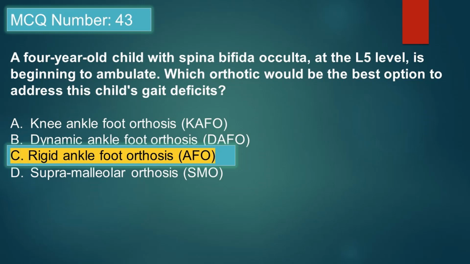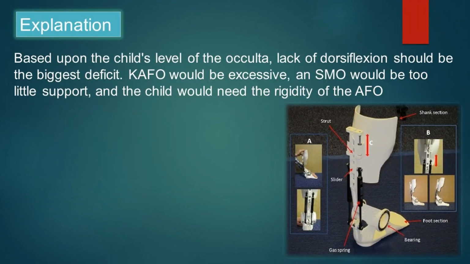Here we have the explanation. Based upon the child's level of occulta, the lack of dorsiflexion should be the biggest deficit. So the knee ankle foot orthosis would be excessive and the SMO, supramalleolar orthosis, would be too little to support. So we will consider the rigid ankle foot orthosis for this child.